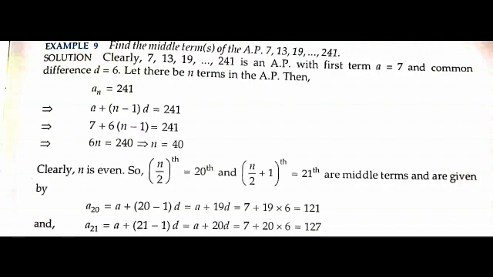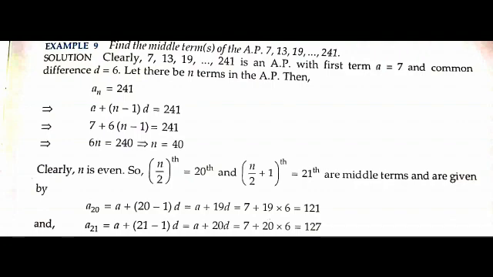Then from the given sequence we have an equal to 241. Using the formula for the general term of an AP, a plus (n minus 1) into d, it is equal to 241. Putting the value of a and d, a we have 7 and d we have 6. So putting its value, we get 7 plus (n minus 1) into 6 equal to 241. This implies 6n is equal to 240. Therefore, n is equal to 40.